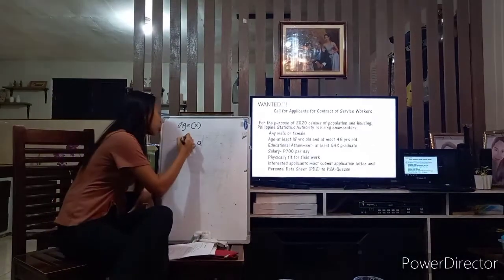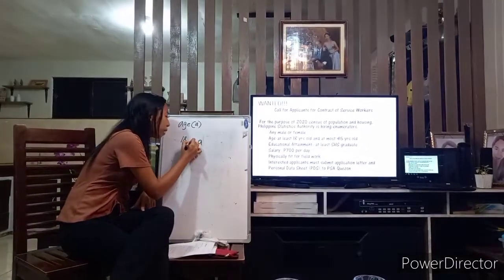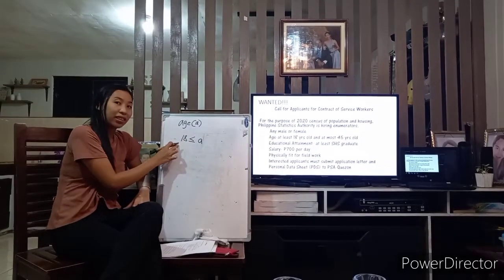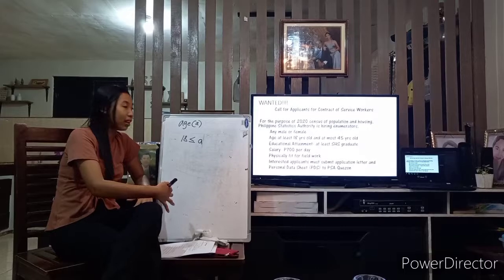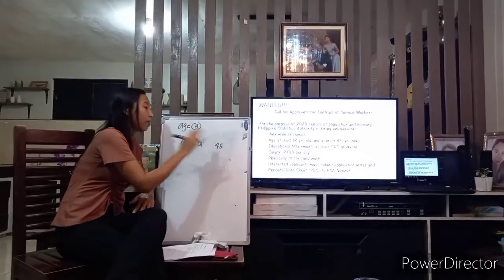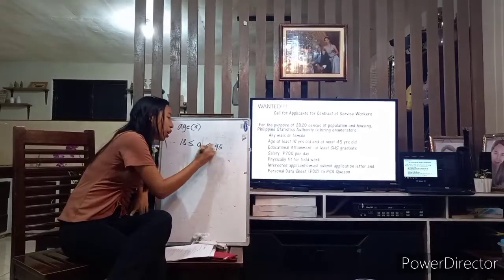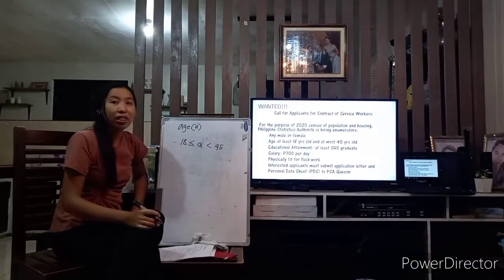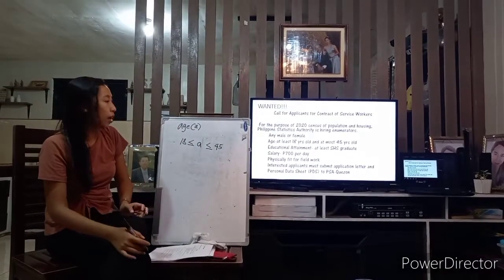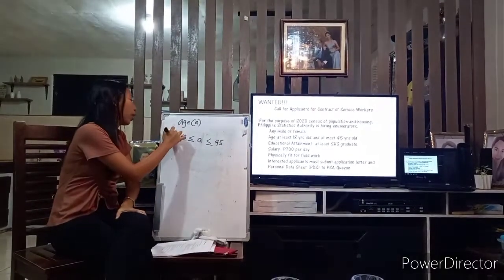It should not be lower than 18. So your age should be equal or more than 18. Greater than or equal to 18. You cannot be below 18. And the upper bound or limit is 45. You should not go beyond 45. Therefore, your age should be less than the 45-year-old boundary, or it should also be equal to 45. So that is the mathematical model for question number 4.